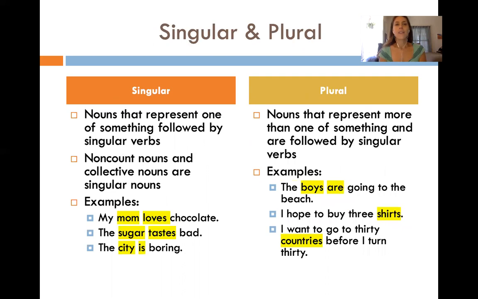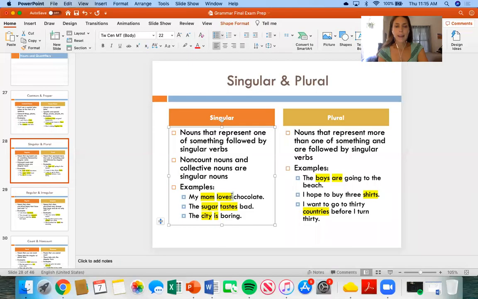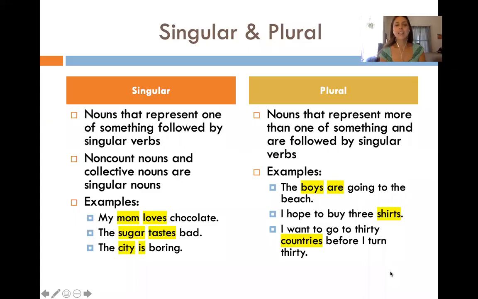For singular and plural nouns, singular nouns are nouns that represent one of something, followed by singular verbs. So non-count nouns and collective nouns are singular nouns, remember. Some examples are: my mom loves chocolate, the sugar tastes bad (I don't know how sugar can taste bad, but), and the city is boring.